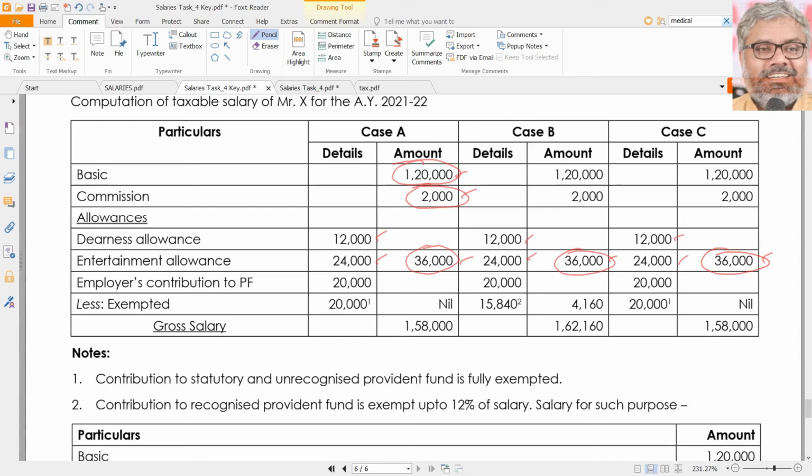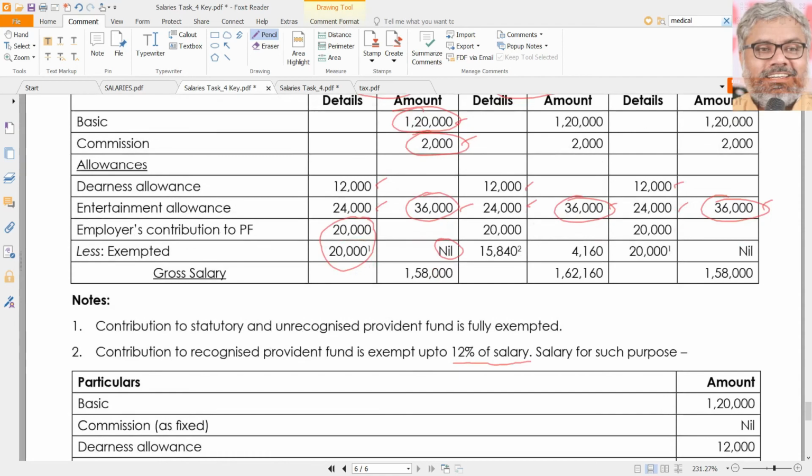That's the only difference. In the case of the first scenario, since it is a statutory provident fund, the employer's contribution is completely exempt. So nothing is taxable. That's all. But in the second case, since the provident fund is a recognized provident fund, up to 12% of salary it is exempt. Beyond that, it will be taxable.